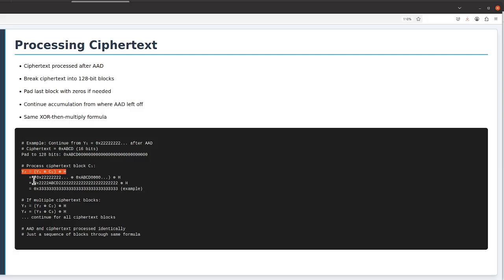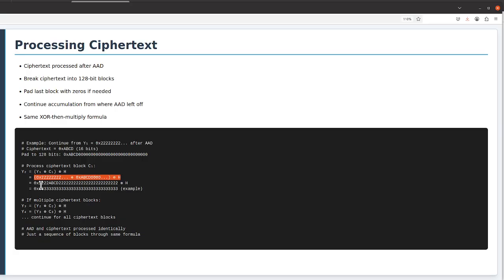Y(A+1) equals (YA XOR C1) times H, then Y(A+2) equals (Y(A+1) XOR C2) times H. You continue until you have processed all C ciphertext blocks, ending with Y(A+C).